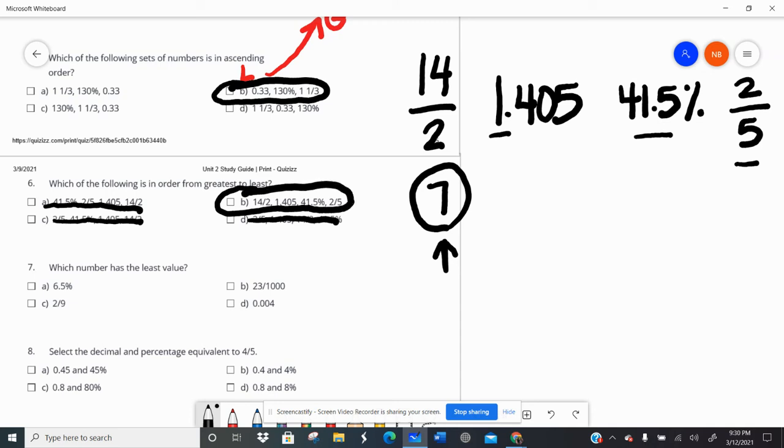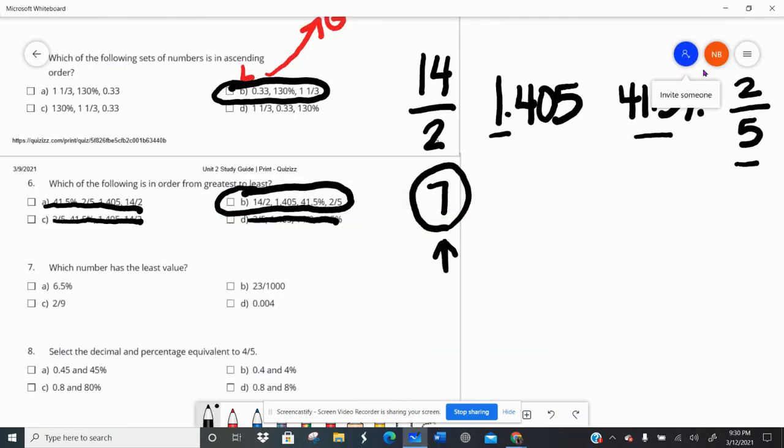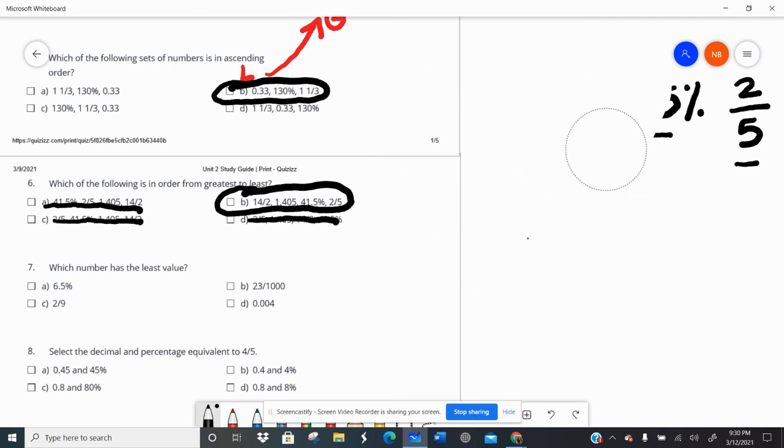Let's go down the line and check. 14/2 is 7. Then I have 1 whole, 1 and 405 thousandths. Then 41%, then 2/5, which would be 40%. I could check that 2/5 in the calculator. Not that we'll have one, but I'm just saying, just to show you that I'm not lying to you. 2 divided by 5 is 0.4, times 100, 40%. So that's my lowest one there. So it is handy if you can check in a calculator to just double check your work while you're practicing. It's nice to see that you're on the right track while you're practicing.